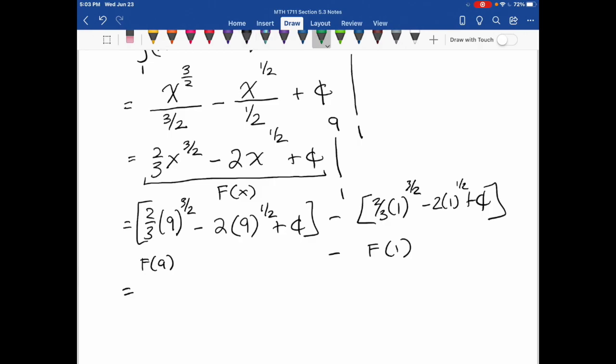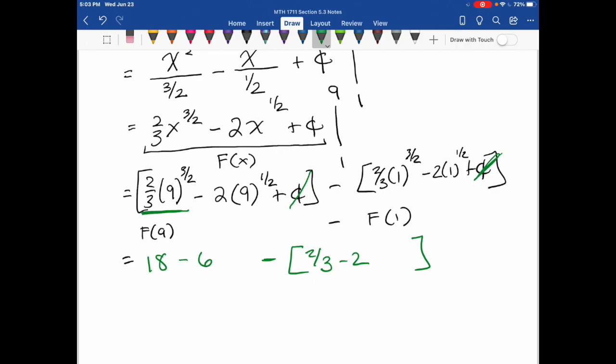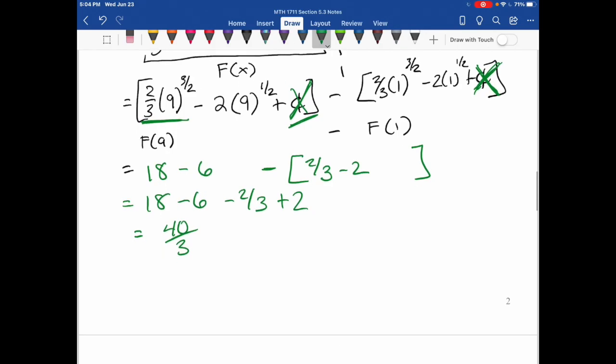Now when I finish this, what's going to happen is my c's disappear. I get my constant minus this constant, that disappears. When I multiply this, I get 18 and minus 6. And I'm going to subtract everything that's inside the brackets. So I have 2/3 minus 2. Now I have 18 minus 6 minus 2/3 plus 2. When I add that all up, I'm going to get 40/3.